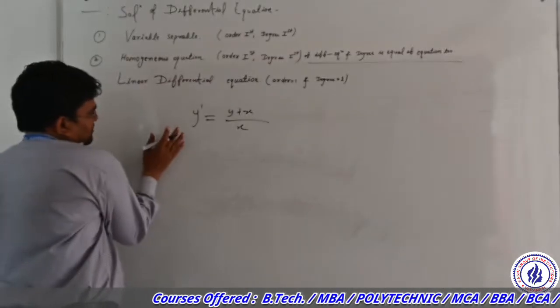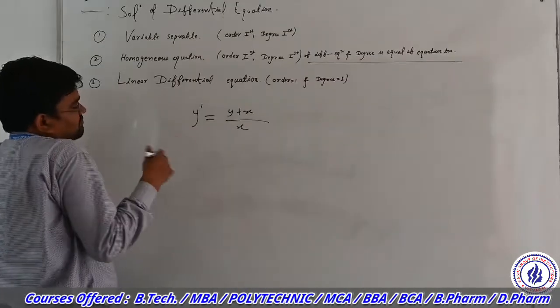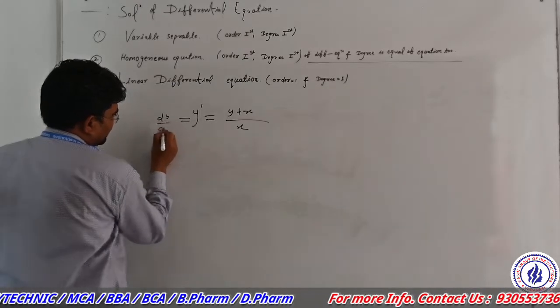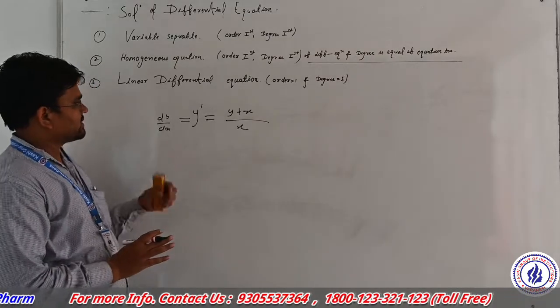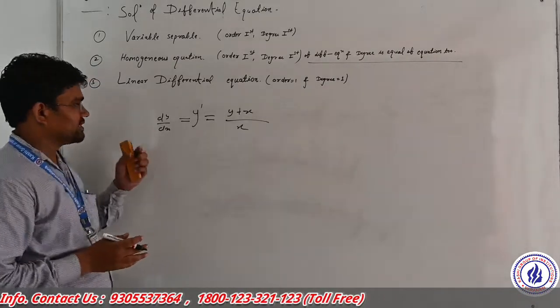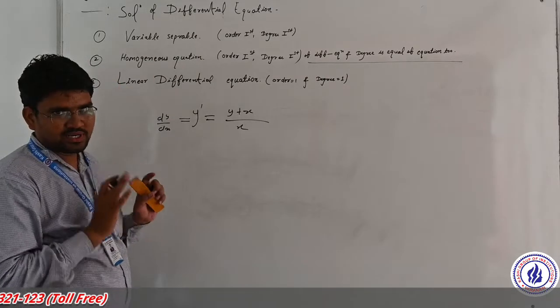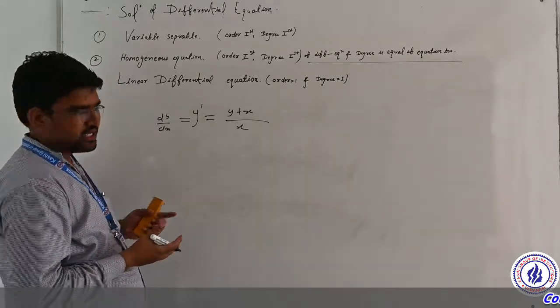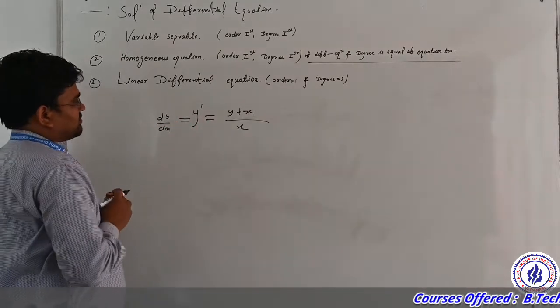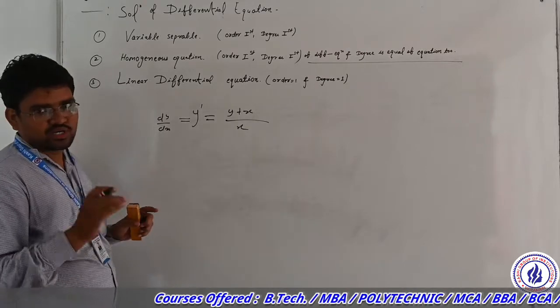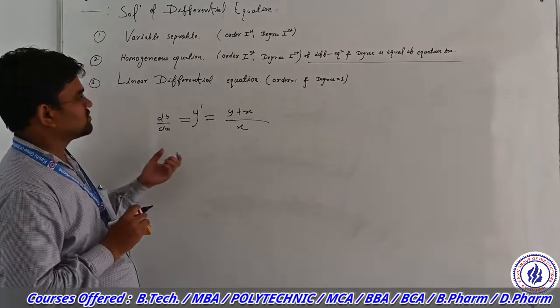Firstly, I think all of you know what y dash means. Write this: y dash is dy by dx. If you can easily separate x with dx and y with dy, you can go via the variable separable method. If you cannot, it means it is another type of differential equation solution. So I am not able to separate this.